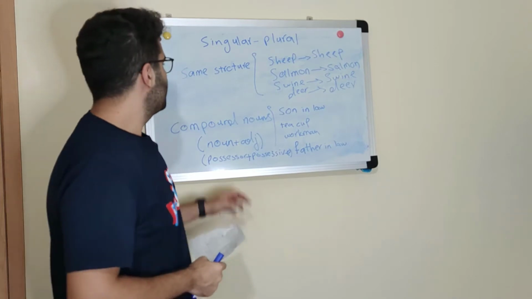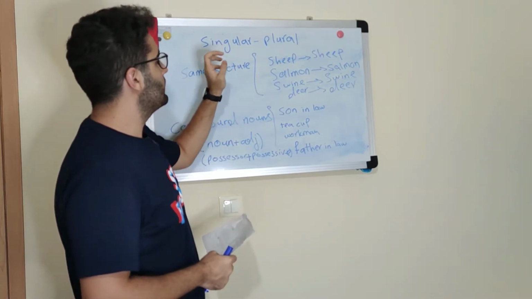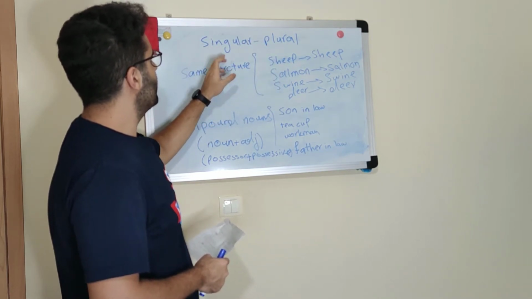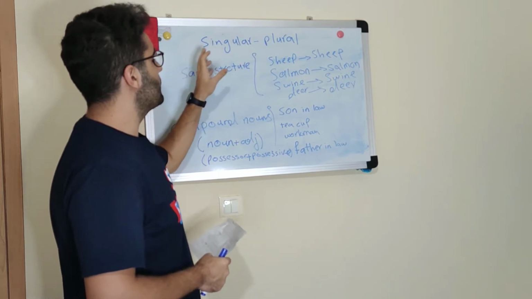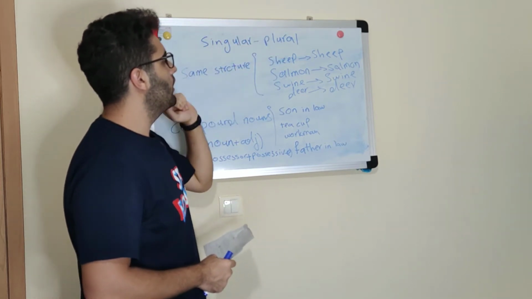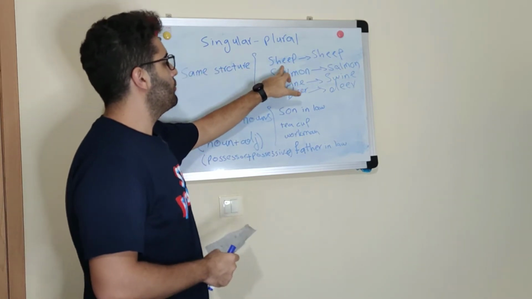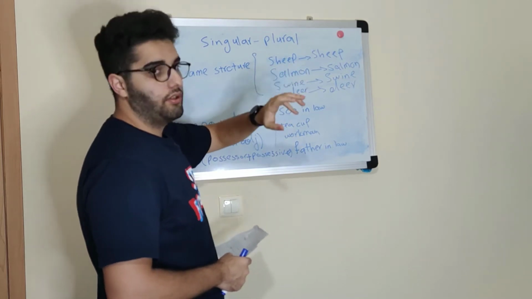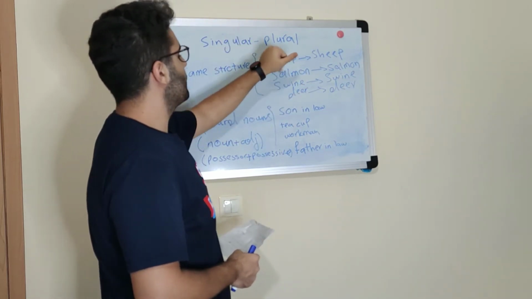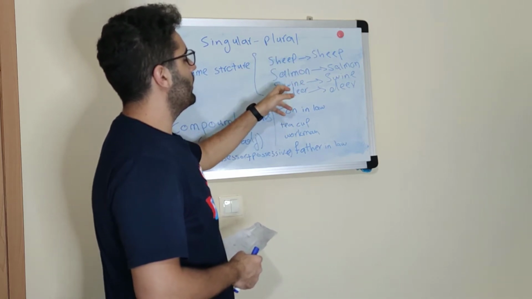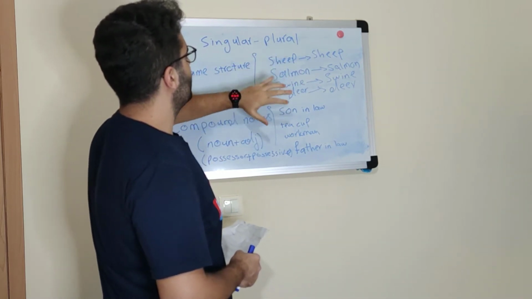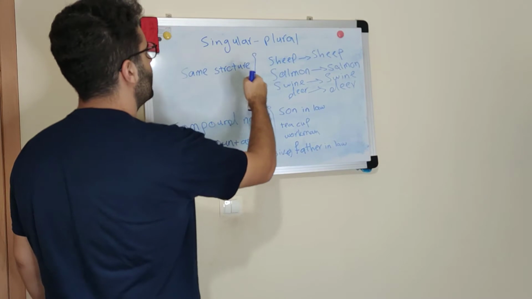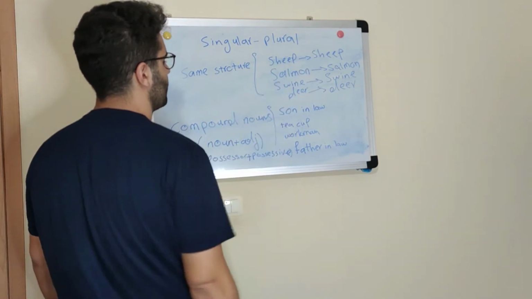So the next group would be words that have the same structure in both singular and plural situations. Such as what? Such as sheep. Sheep is both singular and plural. Salmon, salmon fish. Salmon is both singular and plural. Swine, swine, deer. Actually they have both singular and plural meaning in only one structure.